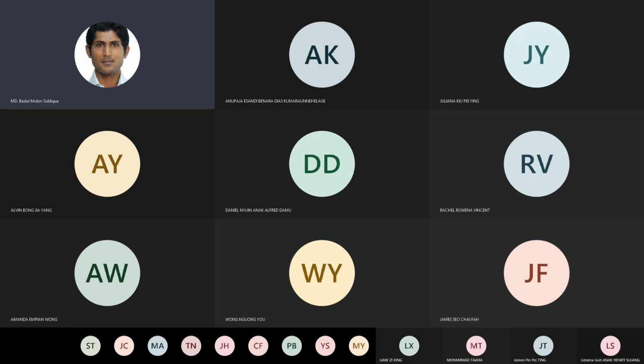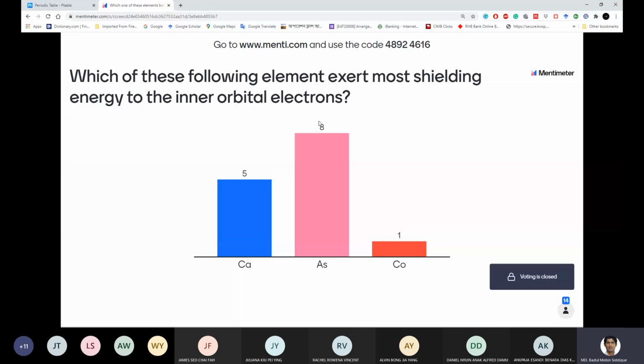Okay, so I share this now with you: eight of us chose arsenic over cobalt and calcium.